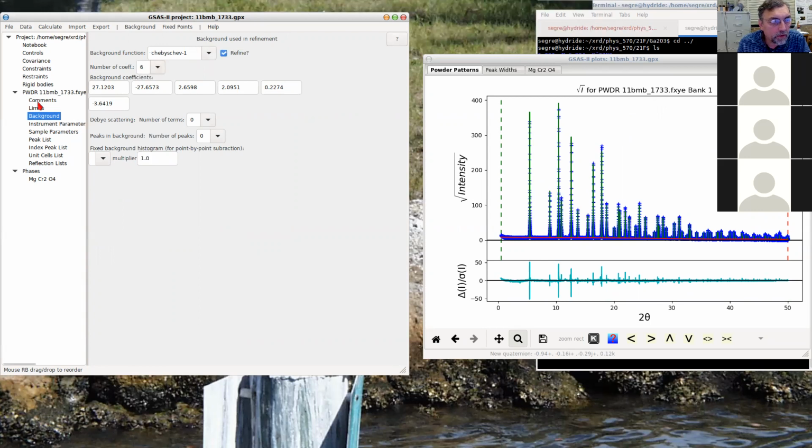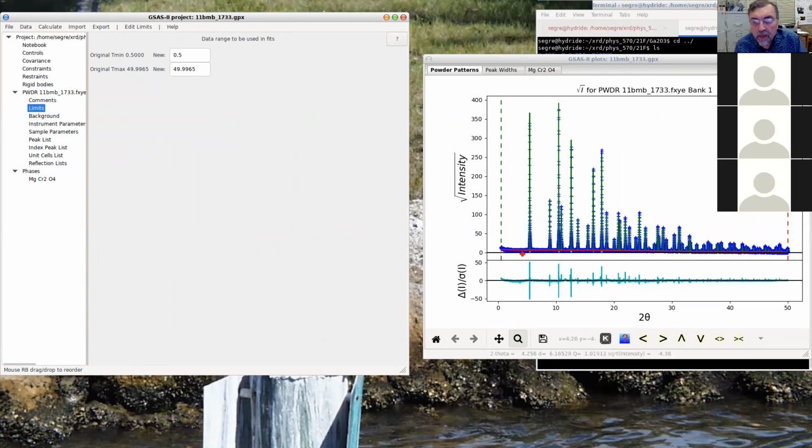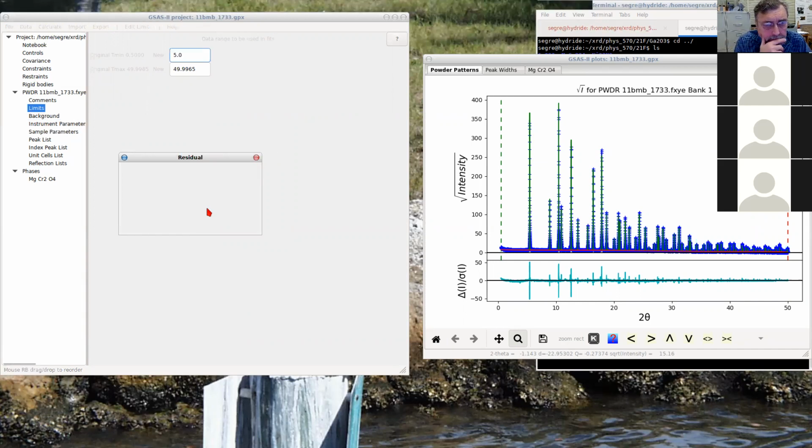But now what I'm going to do is change my limits. So instead of starting at 0.5, I'm going to start at 2 theta is 5, because there's no peaks there. And now I'm going to refine this. Hopefully this will work a little bit better.